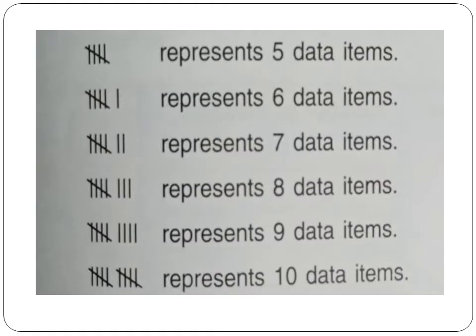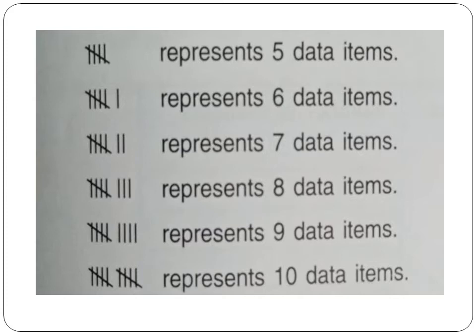To write 5 tally marks, draw 4 tally marks and cross them by a slanting line. So this is how you have to represent 5 data items. Draw 4 vertical lines and 1 slanting line. Next, 6 items, what do you have to do? Draw 5 lines and 1 extra line, that is 1 vertical line. 5 plus 1 makes 6.